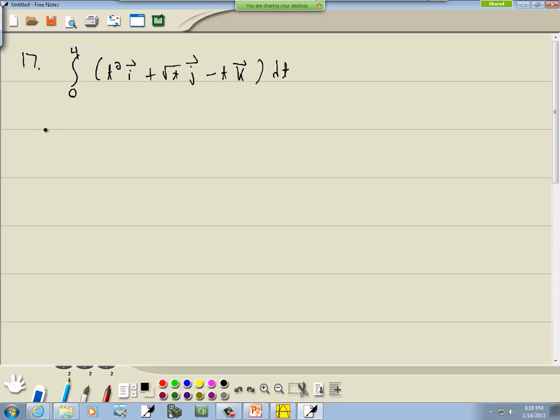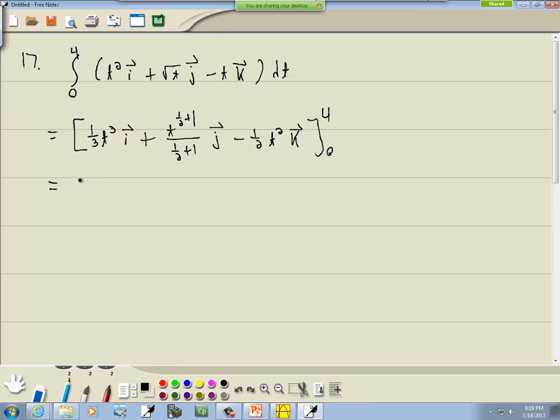Okay. So then this becomes, now the square root of t is t to the 1/2 power. So we'll add 1 to our power, divide by our new power. So this gives us 1/3 t to the 3rd i. And this one becomes, again, this was t to the 1/2 power, so we add 1 to our power, divide by our new power, j, minus, add 1 to your power, divide by new power, so minus 1/2 t squared, k, from 0 to 4.